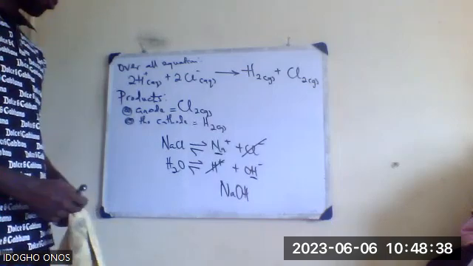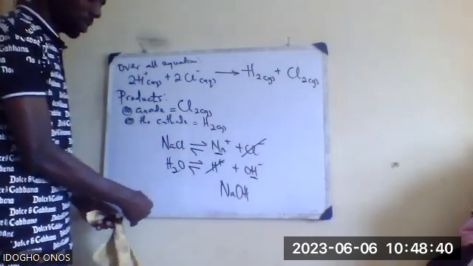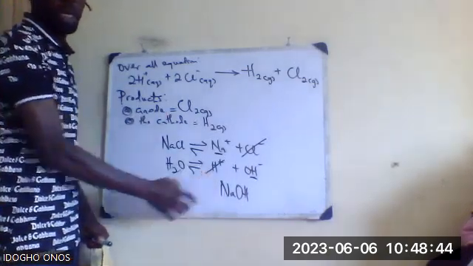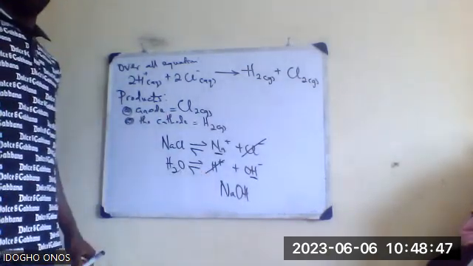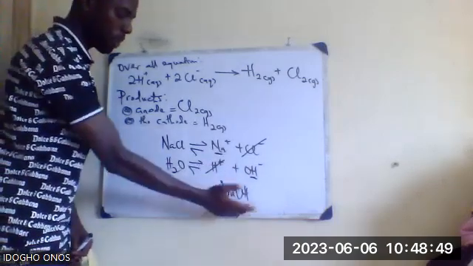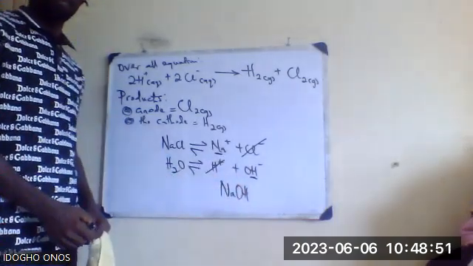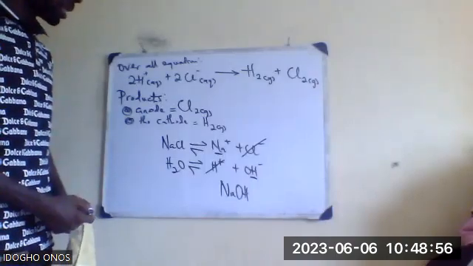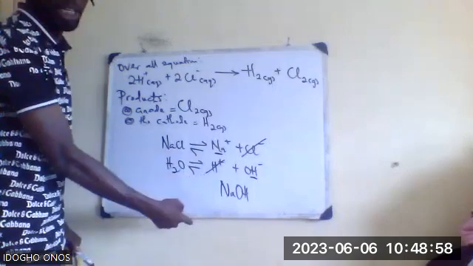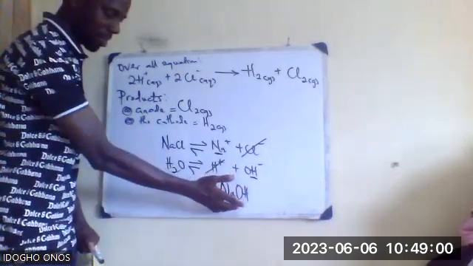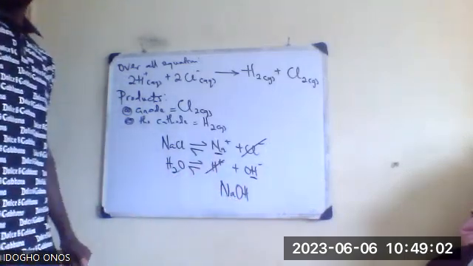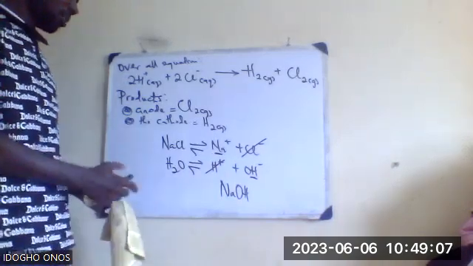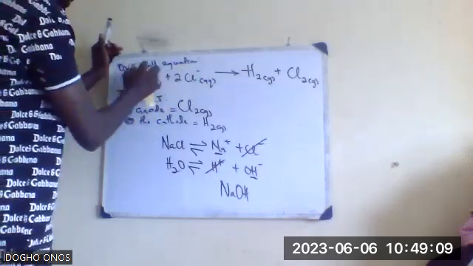So at the end of the electrolysis, the electrolyte becomes alkaline in nature due to the formation of sodium hydroxide. And then the electrolyte has the ability now to turn red litmus paper blue, because a base turns red litmus paper blue. So that is how it will look.